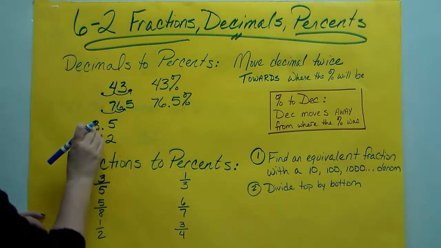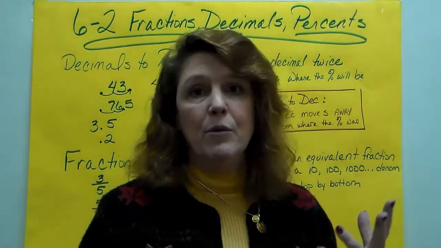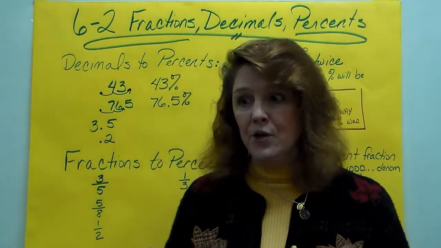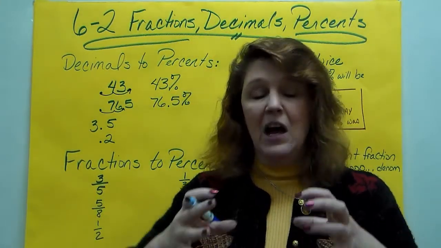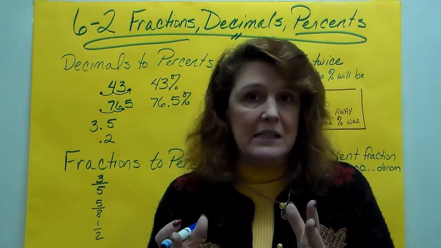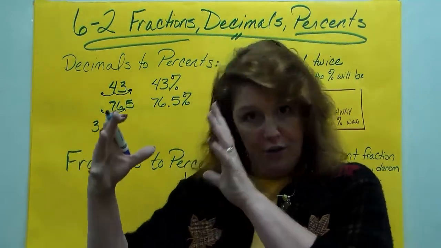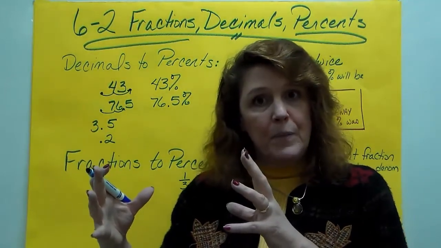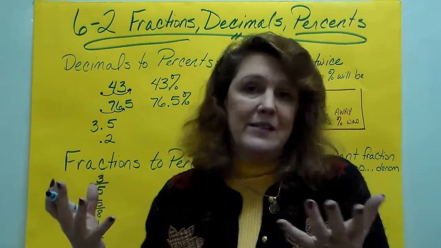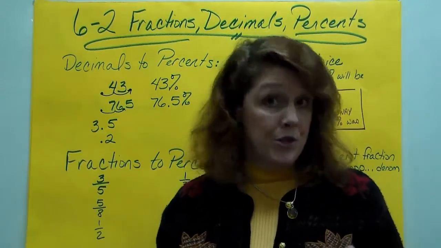3.5. What happens if I've got a whole number here? Well, if you've got a whole number, you've got more than one. Percent is usually parts of hundredths, which is 1 chopped into 100 little pieces. If you've got 3 5/10, you've got 3 whole ones. Now what happens if you have 1 whole one? Well, that's 100%. So this you would expect to be more than 100%.